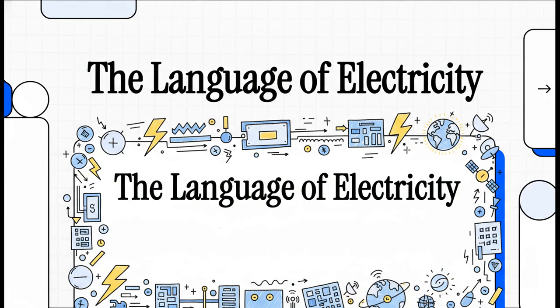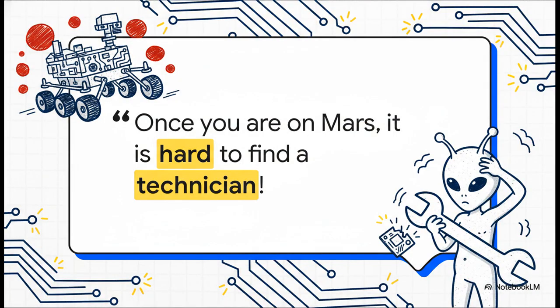Okay, let's dive in. We're about to decode a secret language. It's the language that powers our entire world, from the phone in your hand to the satellites up in orbit. It's the language of electricity, and honestly, once you understand it, you'll see everything a little differently. You know, this quote really gets to the heart of why this matters.